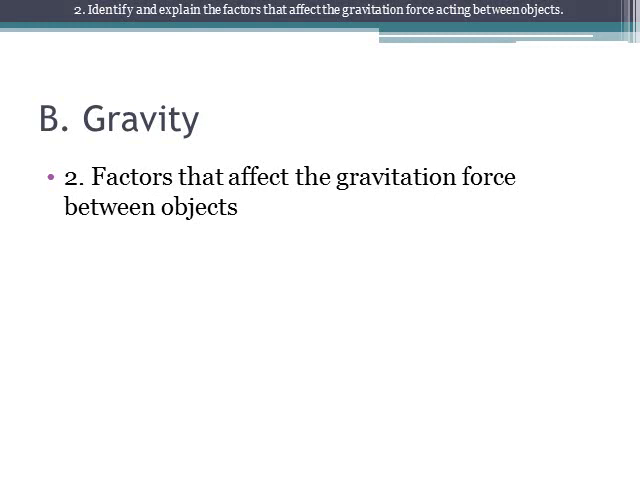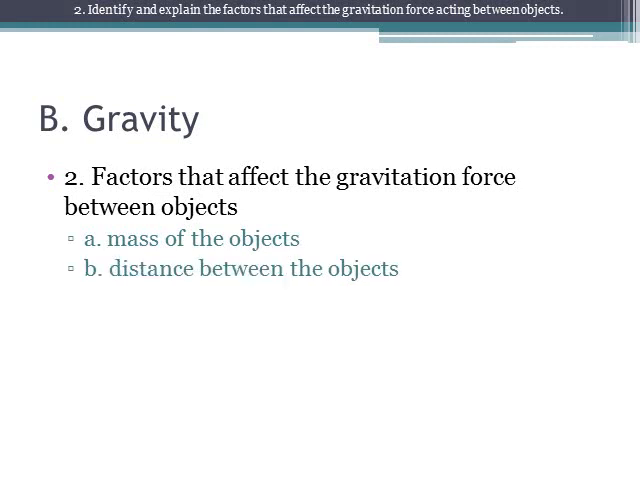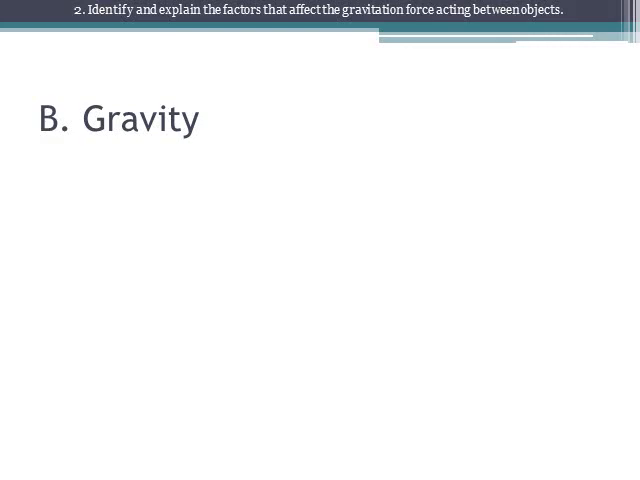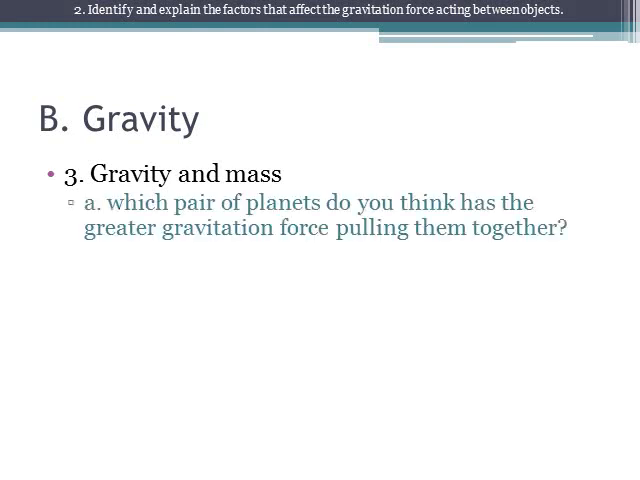These two factors that affect this gravitational force are the mass of the objects that we're considering and the distance between the objects. So the mass of the objects and the distance between them. I want you to consider a problem here. So now we're going to talk about this mass idea. My question is this: which pair of planets do you think has the greater gravitational force pulling them together?